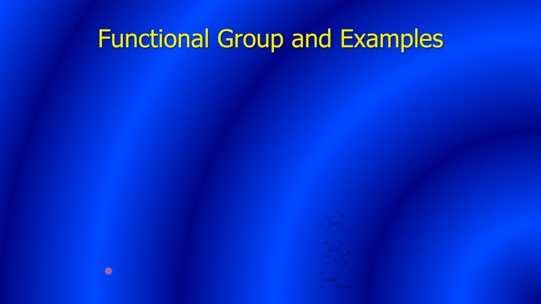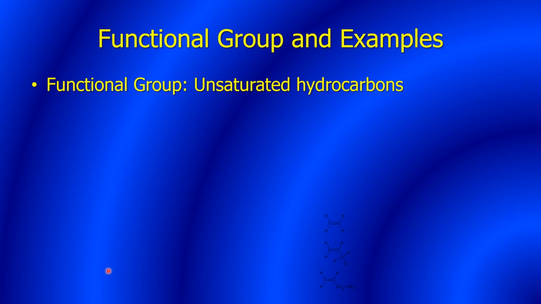So to start with, we'll look at the functional group for the alkenes. So the alkenes are a series of unsaturated hydrocarbons. Unsaturated means that they contain carbon-carbon double bonds, at least one double bond within the molecule. Hydrocarbon also means that the compound only contains hydrogen and carbon atoms.